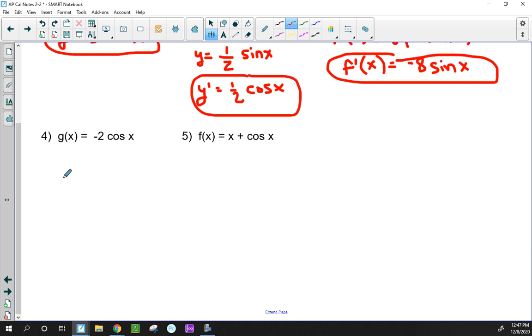Okay, on number 4, g of x equals -2 cosine x. No rewriting involved, so I'm ready to derive. Drop my coefficient down of -2. The derivative of a cosine function is negative sine of that same variable. So we'll show that step first. And then just like I did in example 3, you multiply -2 times -1 to get 2, and then sine x.